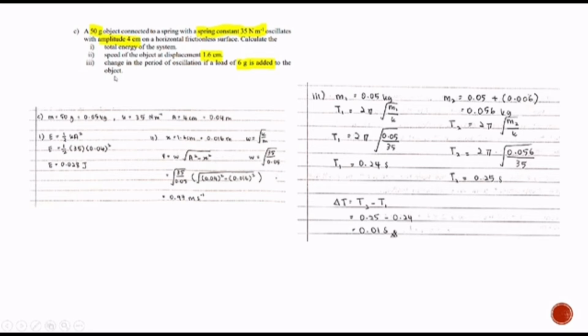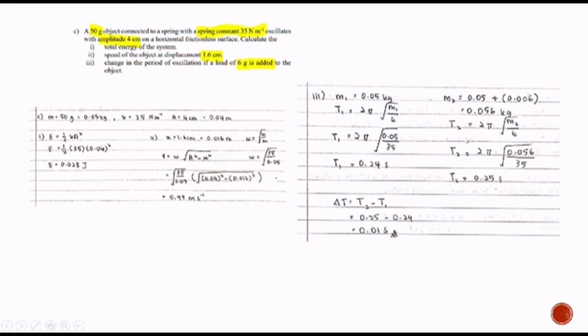So number 3, change in the period of oscillation if a load of 6 gram is added to the object. So here we have to find two periods, which is T1 and T2. T1 for mass 0.05 kg. We use the formula T1 equal to 2 pi square root of m1 over k. So we substitute the value, we get 0.24 second. For m2, we have to add the 6 gram load, which is 0.05 plus 0.006, so equal to 0.056 kilograms.